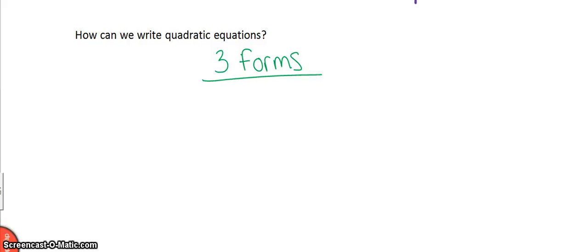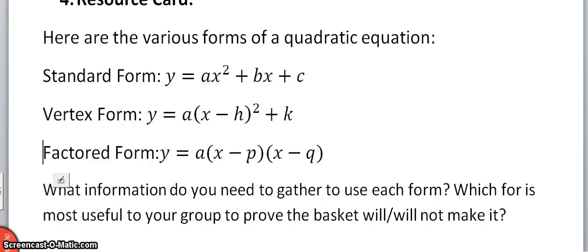Some of us started to touch on these ideas in class when we started writing quadratic equations to model the path of the ball. So I want to turn your attention to the resource card I gave to hopefully most groups in class, but if not, we're going to talk about it now. That resource card looks something like this, and these are the 3 forms of a quadratic equation: standard form, vertex form, and factored form.